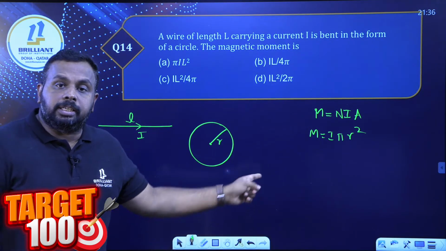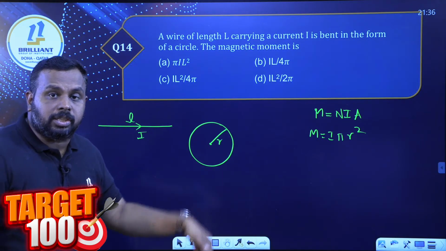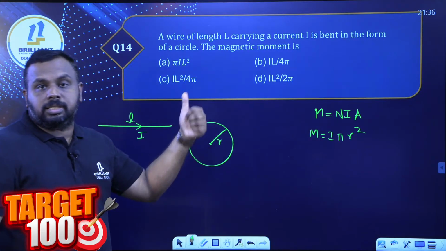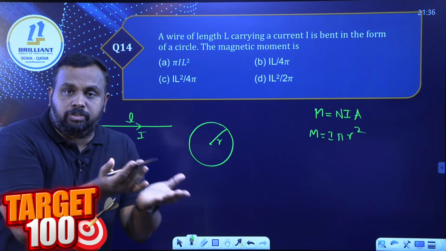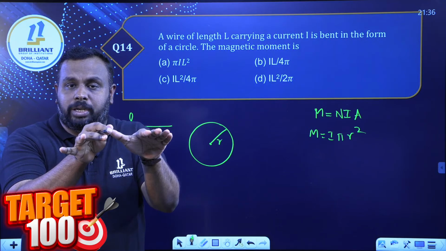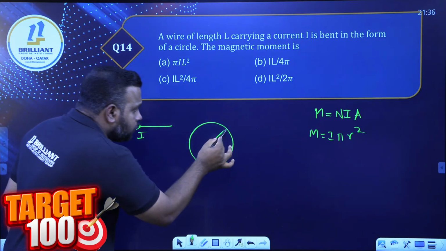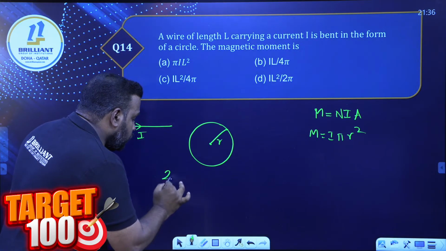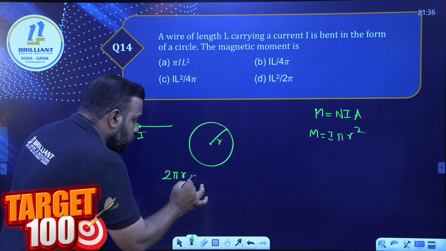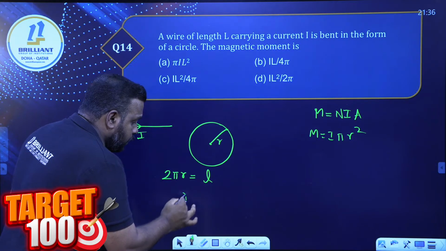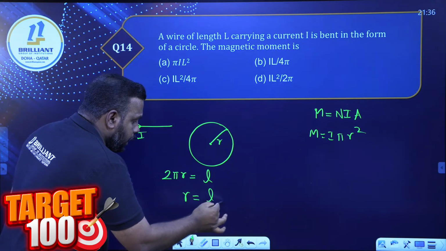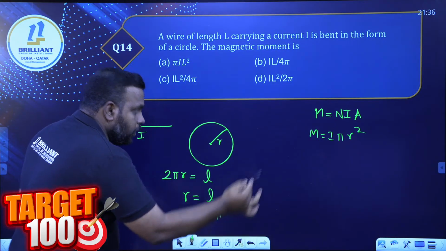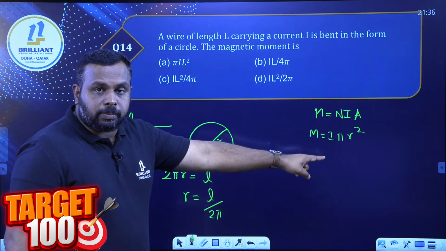But the problem is the radius is not given in the question. Instead, the length of the wire is L. If you are making a circle using a wire, its circumference will be equal to the length, which means 2 pi r is the circumference, which is equal to L. So what we can write? r is equal to L by 2 pi. We got the radius. Now we can substitute that value here.